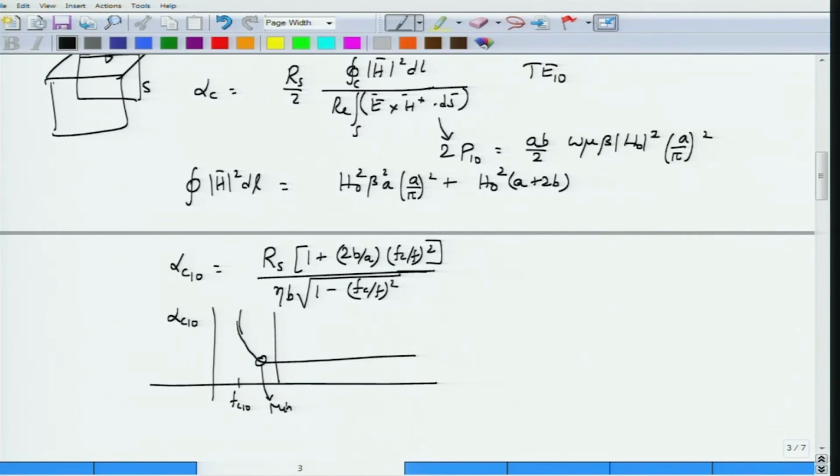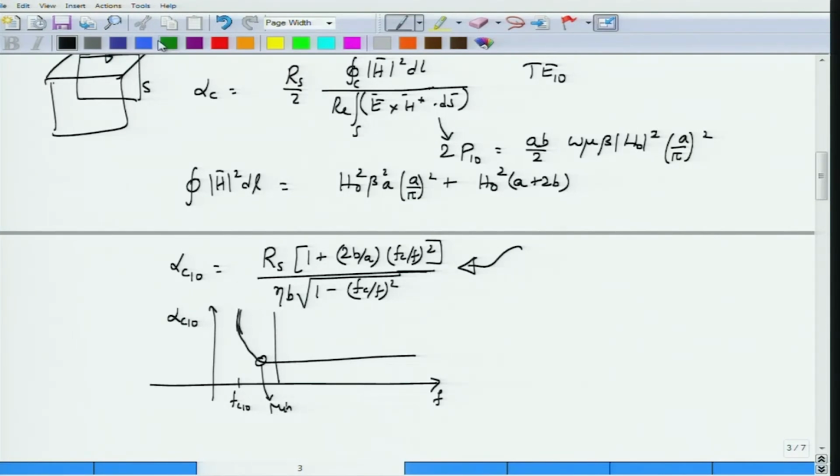Again, this calculation would be quite tedious. The simple thing that you can try would be to just use a MATLAB program to solve for alpha C10 for a given value of f. In other words, you plot this function using MATLAB, and by trial and error you find out what this alpha C10 is. So, it would not be very difficult to do that. The usual way of finding the minimum by differentiating is quite tedious.